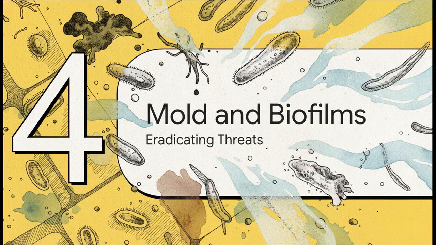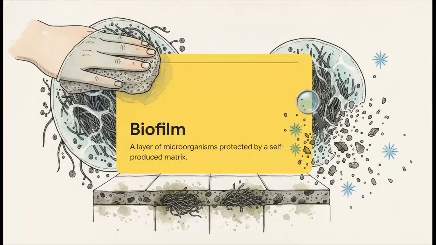Module 4, eradicating molds and biofilms. This is where we take out the real threats. To truly defeat black mold, you've got to understand the fascinating and incredibly stubborn nature of biofilms. A biofilm is a highly organized layer of microorganisms that attaches to a surface and builds a self-produced protective matrix around itself. This is exactly why basic surface wiping fails entirely. You're literally just wiping the top of their shield. To win, we must use fungicidal oxidizers, like sodium hypochlorite, which is found in bleach, or borax, to completely penetrate that matrix and destroy the mold spores right at their root.